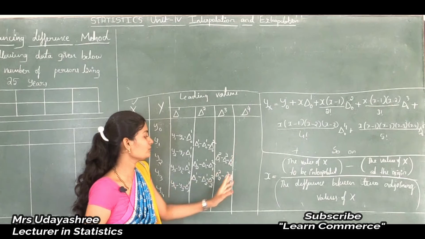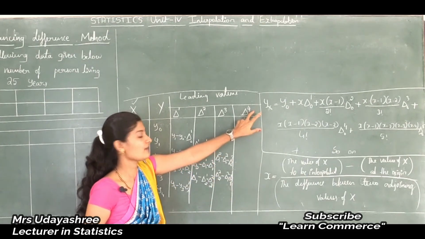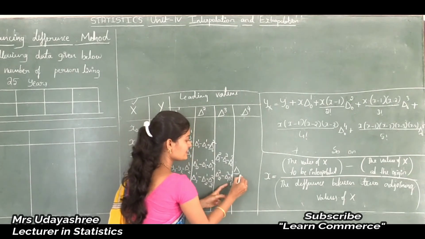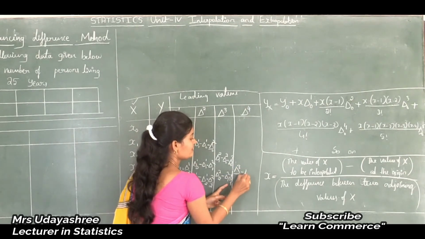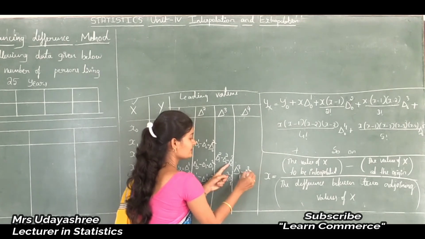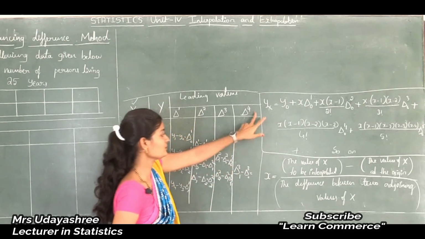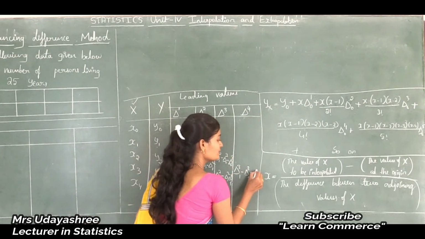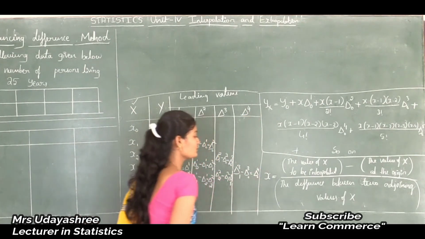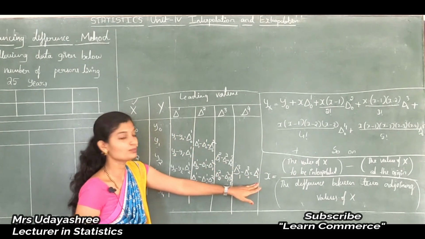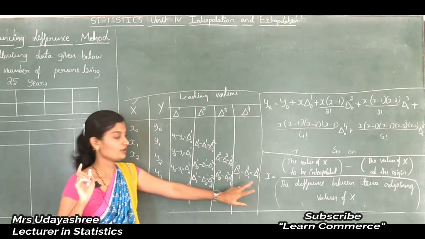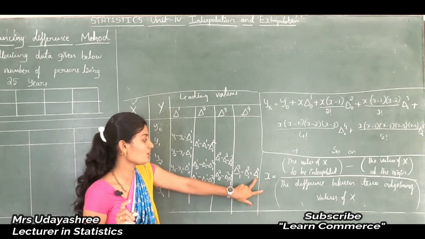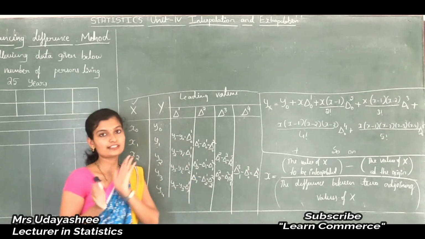So how to find the fourth leading difference? That is this value minus this value, delta 1 3 minus delta naught 3. Here only one value is there in the fourth leading difference, so this value is delta naught 4. This procedure will continue until we get a single value. So here we got a single value, therefore I will stop here.